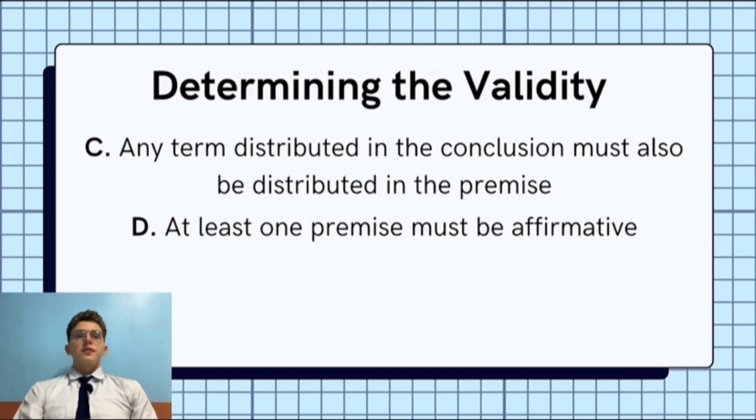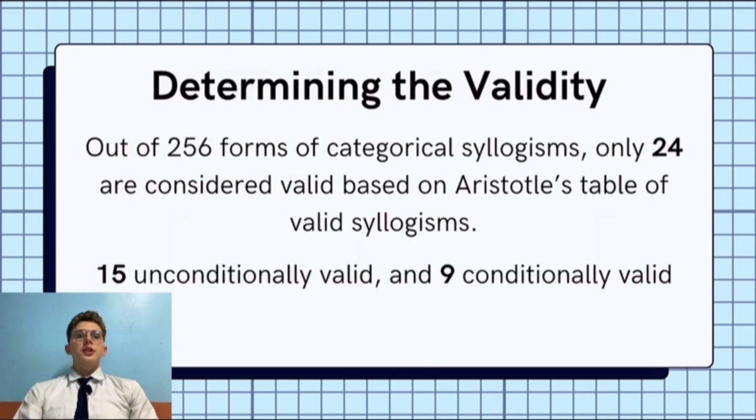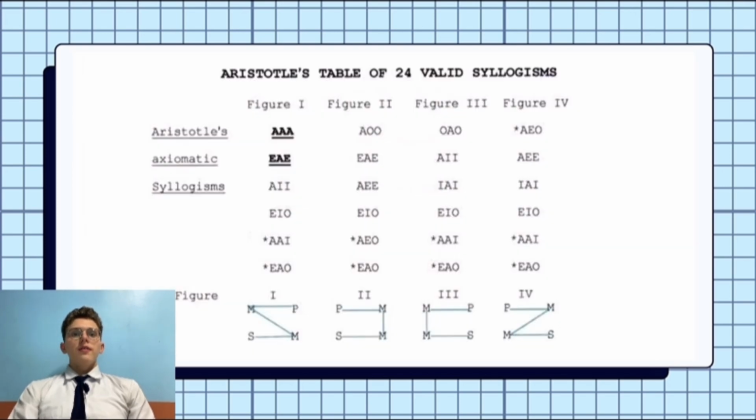There are 256 forms of categorical syllogisms. 4 figures times 64 moods equals 256. But there are only 24 valid forms of categorical syllogisms. According to Aristotle's table of 24 valid syllogisms, there exist 15 unconditionally valid syllogisms and 9 conditionally valid arguments. The conditionally valid syllogisms are represented with an asterisk next to them.